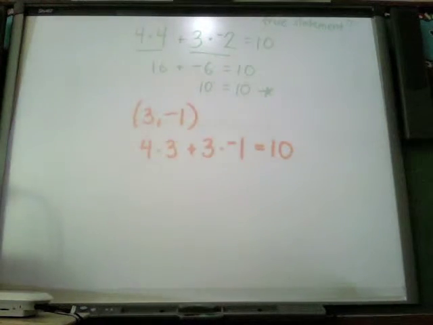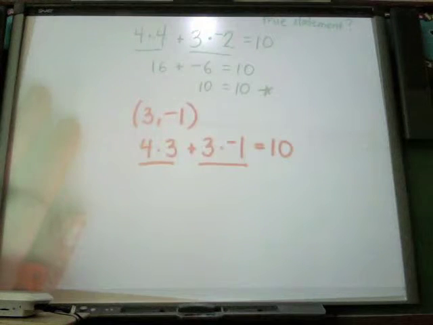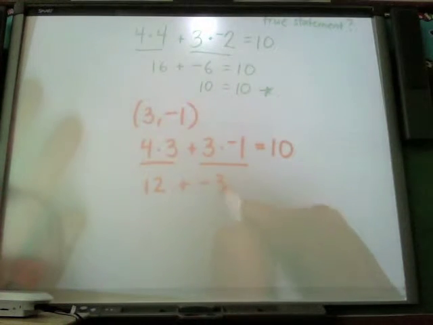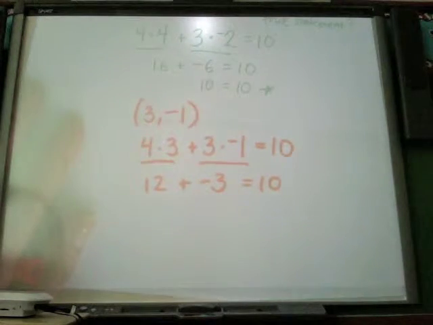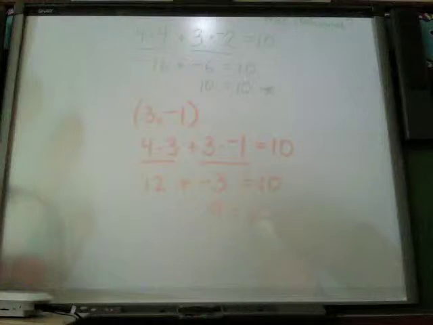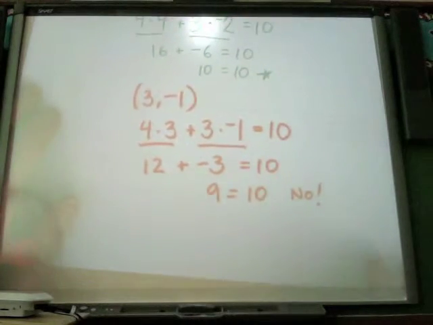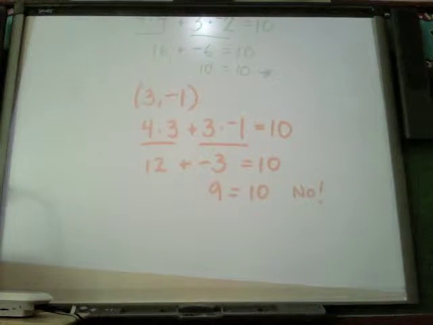Let's see if this one is a solution. Again, looking at PEMDAS and what I need to do first. 12 plus negative 3 equals 10. If we want to finish simplifying the left side to be certain, 9 equals 10. No, that is not true. 9 does not equal 10. So if you get something that's not a true statement, like 9 equals 10, is that pair a solution? No.